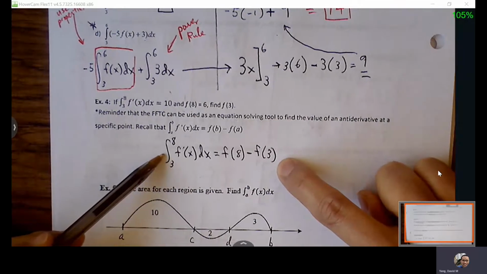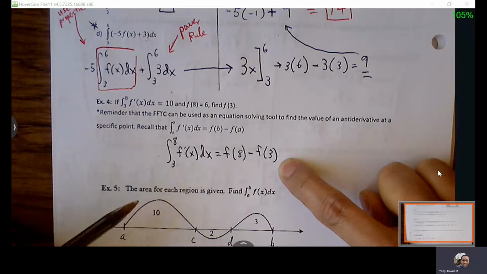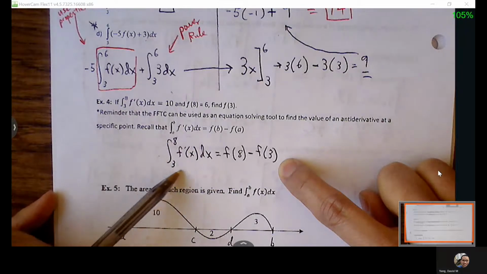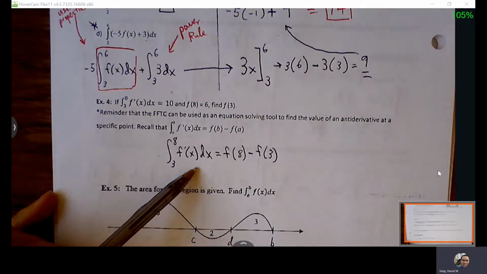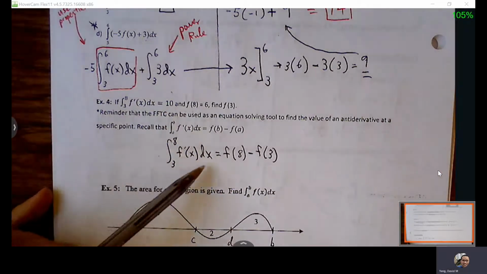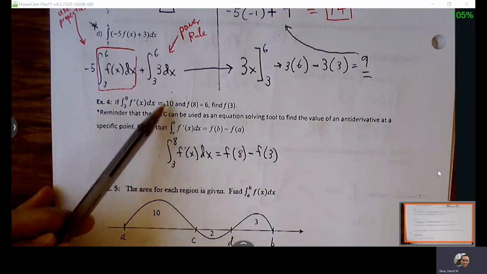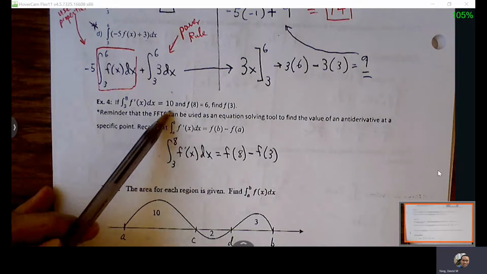Now that I have this in the equation form, I can make some substitutions, right? What can I replace this with? What's given to me? Okay, and I can replace this integral with what? 10, right? That's what they tell us, right? It's equal to 10, isn't it? Okay.